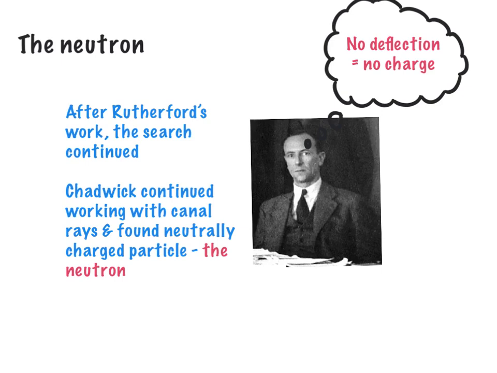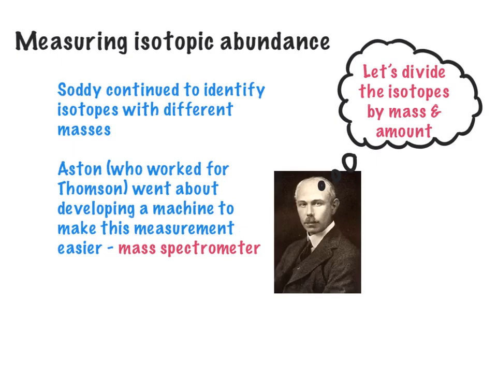And it wasn't until this fellow, Mr. Chadwick, came along, no relation to Mrs. Chadwick, and he was working with what they call canal rays. In other words, they were beams of particles. And he found that there was a neutrally charged particle. In other words, it wasn't affected by magnetic or electric force fields. And he christened that the neutron. And the only place it could have come from was the atoms. So he deduced that a neutrally charged particle was also present in the atom.